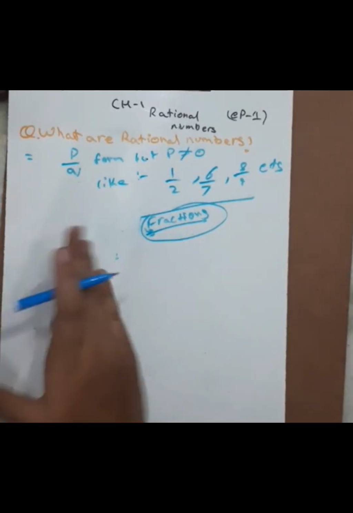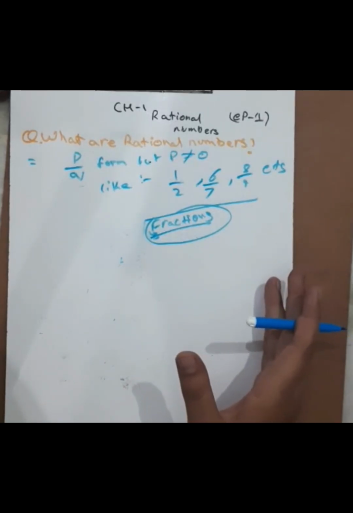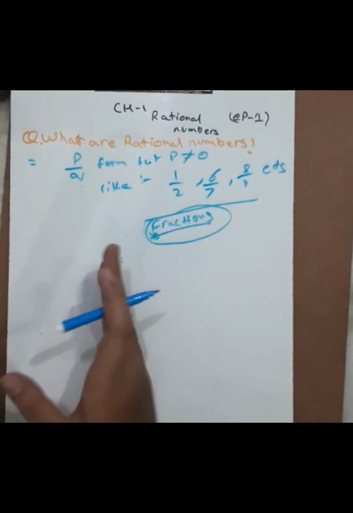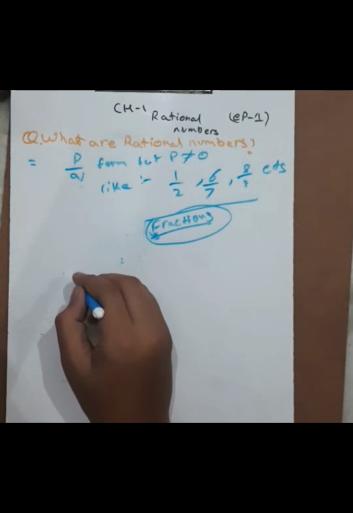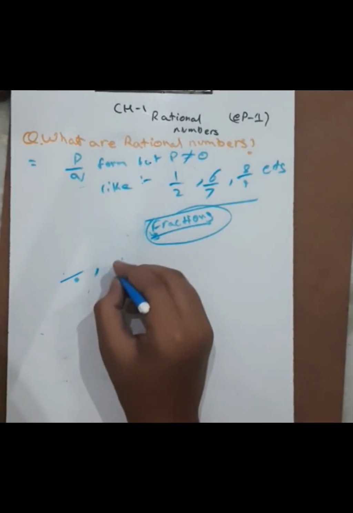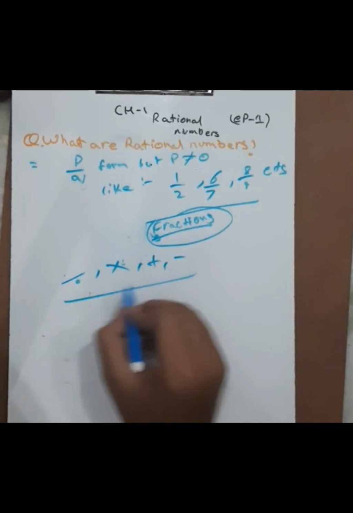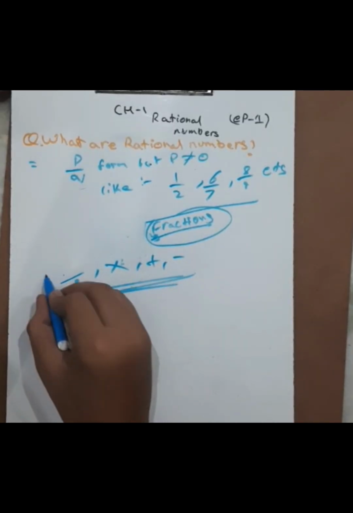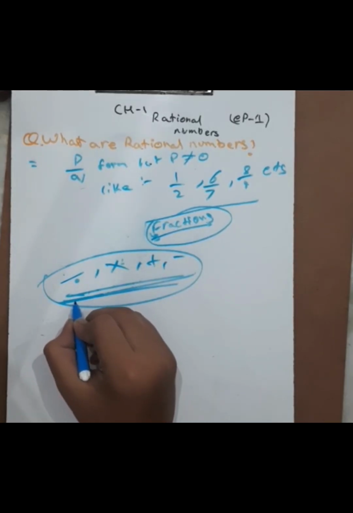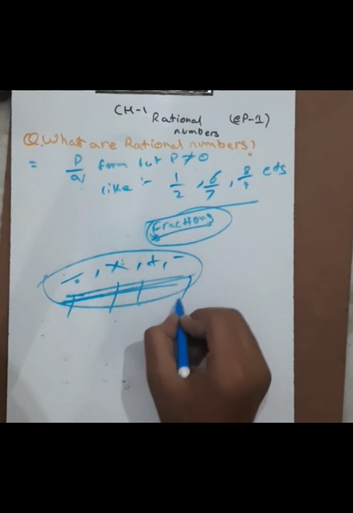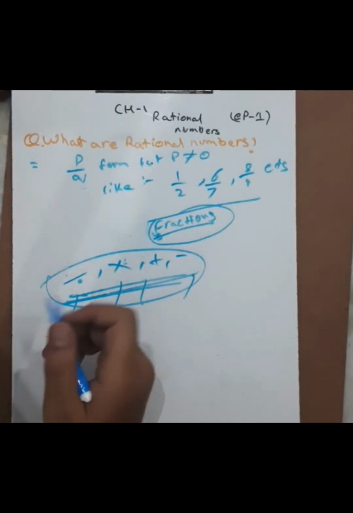Understood? So, what are the properties of rational numbers? Based on the basic operations of maths, division, multiplication, addition, and subtraction, they are divided into many forms. The properties of them are different, so I will tell you what the properties are.